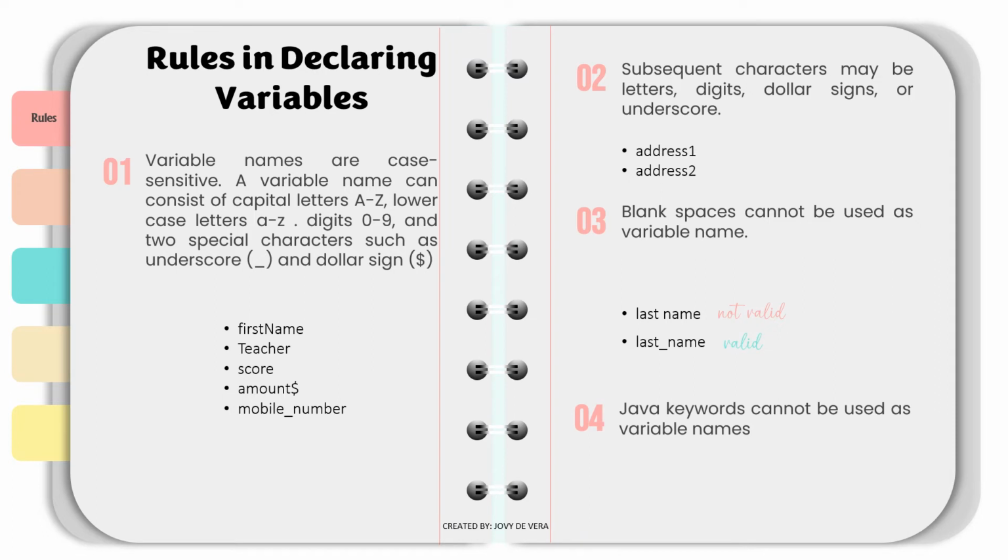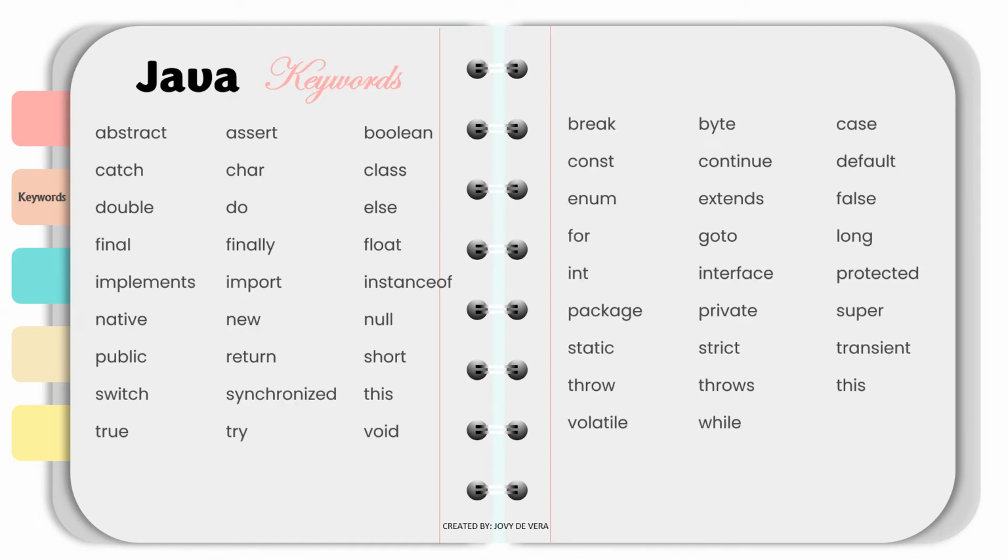And the last one is Java keywords. So all the Java keywords cannot be used as variables. The Java keywords listed are not recommended for usage as variable names. So, ibig sabihin, hindi daw natin pwedeng gamitin itong mga keywords na ito kapag tayo ay nagde-declare ng variable name.